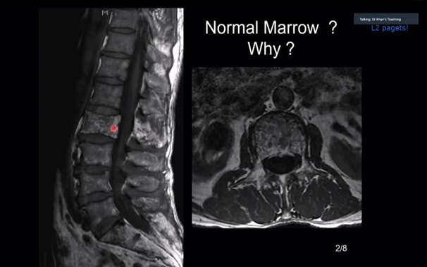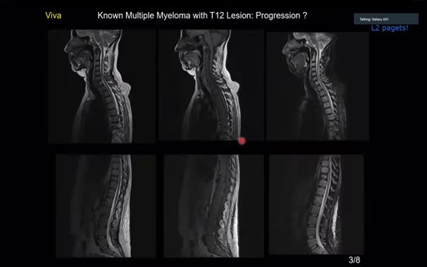On a T1 weighted sequence, at times there is fatty marrow, which is even more fatty than the rest of the bones. So we should not be worried about any malignant transformation, but the idea here was to show you one type of Paget's which can be asked as far as MR is concerned in the exam.